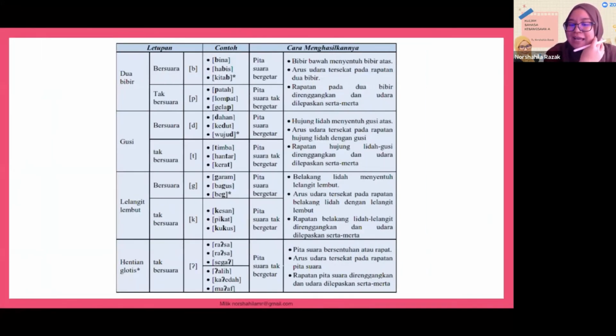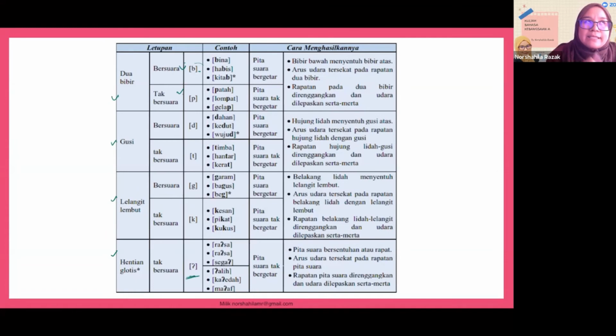So this is the categories in Bahasa Melayu, which you can see from here. I already categorized all the consonants based on their own category, starting with letupan. I put here where we pronounce the sound: dekat mana alat artikulasi. The articulators are the two lips, gusi, lelangit lembut, or hentian glotis. For the two lips, we can have beh, peh, voiceless and also voiced. Sometimes one category has voiced and voiceless sounds.